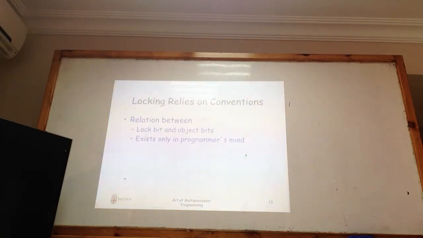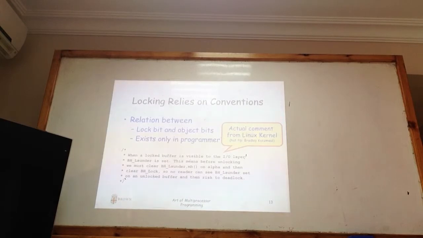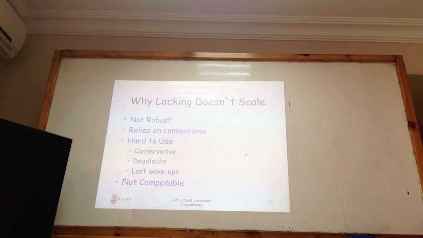The other thing is there are some conventions usually in the programmer's mind. This is actually code taken from the Linux kernel. You can read, it's very cryptic. When a locked buffer is visible to the I/O layer, this variable is set. This means before unlocking, you must clear this variable on alpha and then clear this lock, so no reader can see. It's very cryptic code. You have to do that, you have to be careful, and there is a risk, and there can be deadlock, just from changing one variable. So it's not very intuitive. Maybe it's nice to get something like that in the exam, to have some fun, but in reality, it's not good.